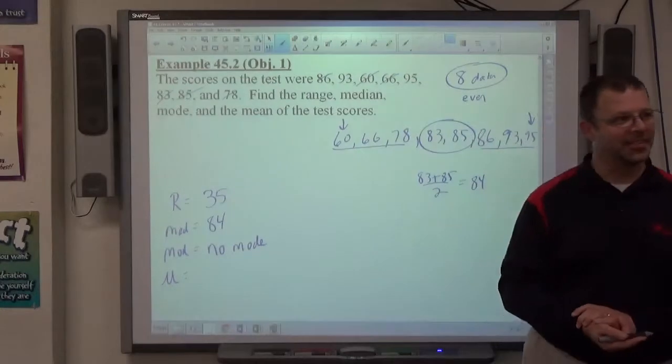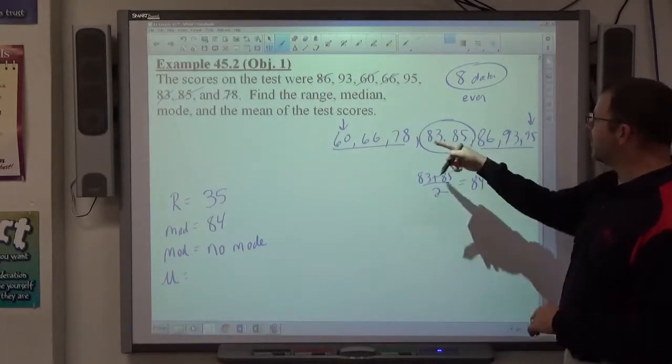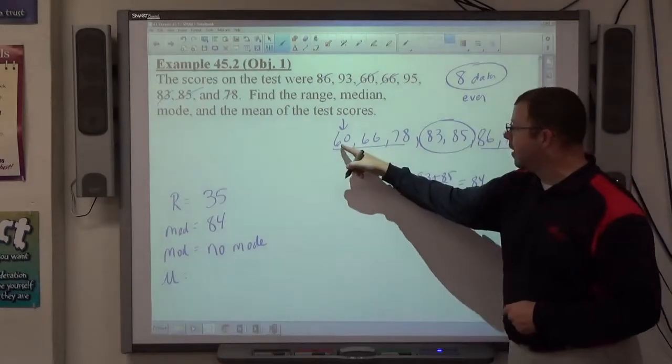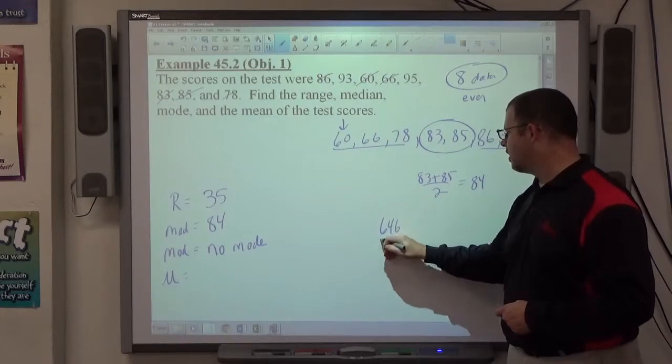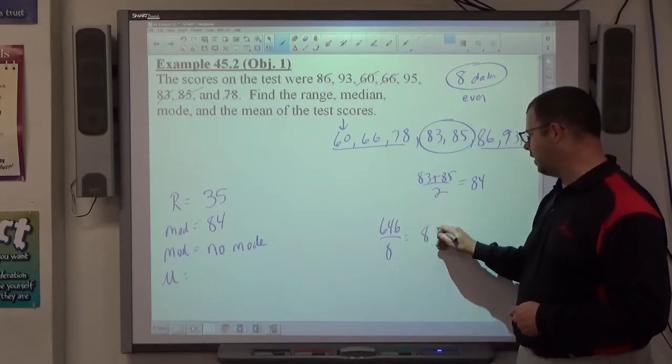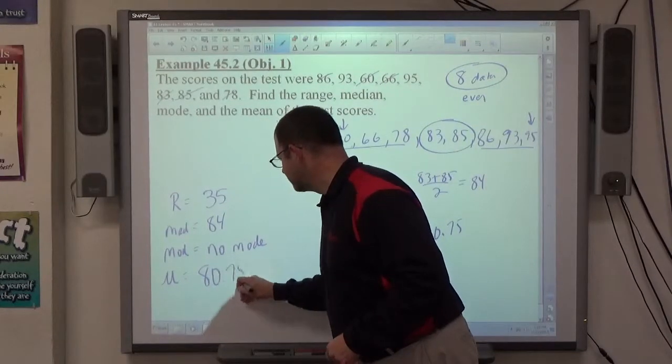What if we put a Greek letter? Okay. Finally, mu, the mean. We have to add them up, divide by 8. So if we add them up, let's see. 646. 646 divided by 8. That gets me 80.75.